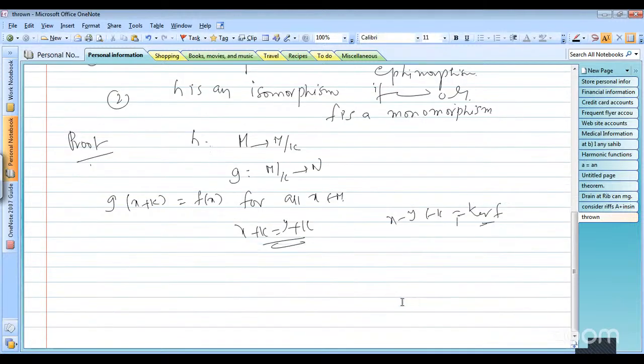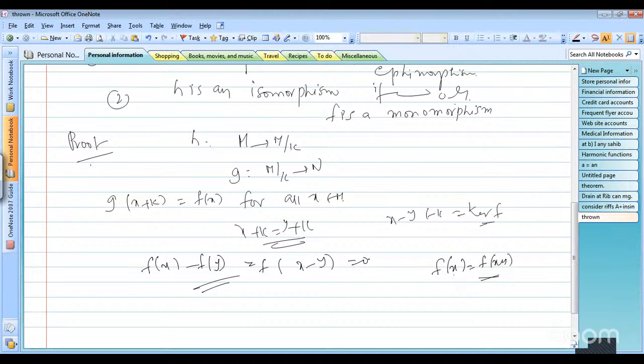So therefore we write f(x) minus f(y) equals f(x minus y), which is equal to 0. In the condition of multiplication, f(x) into f(y) is equal to f(xy). So g is well defined, right? Because in addition and multiplication it is successful. So we can easily verify that these are homomorphisms.